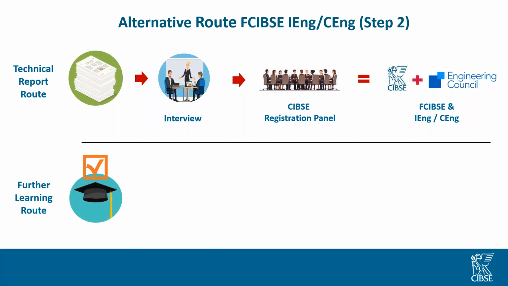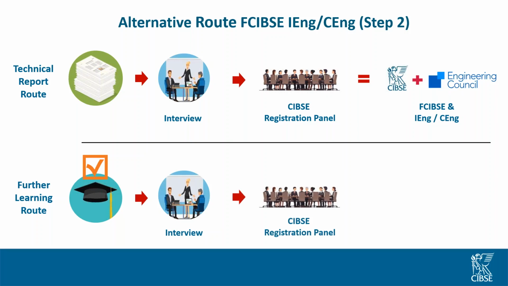The second option is you can go back and complete that further learning, so you can gain that accredited qualification that you didn't have originally when you applied. And then the rest is very similar. You'd have your interview, your results would be sent to the registration panel, and then you would gain your Engineering Council registration.